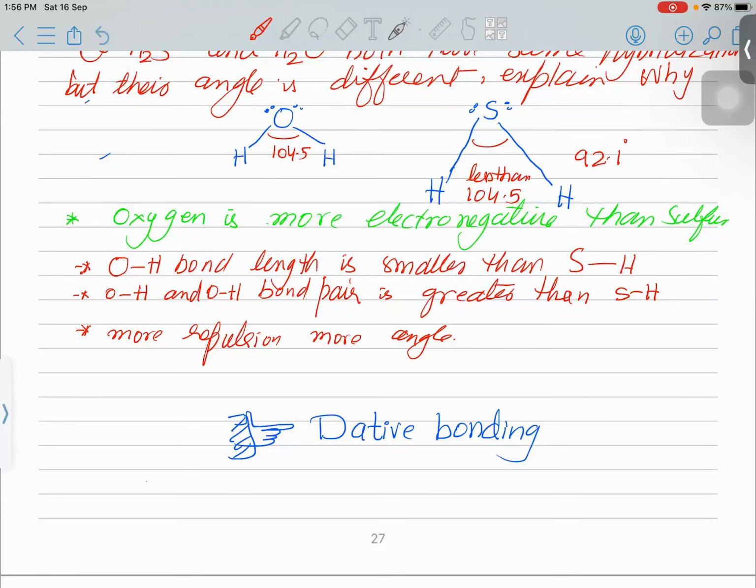Any question? No, sir. So the OH bond length shrinks because of the high electronegativity of oxygen. Due to smaller bond length, OH bonds repel more. Sir, do we need to memorize the bond angle for H2S? Yes. 92 point something.